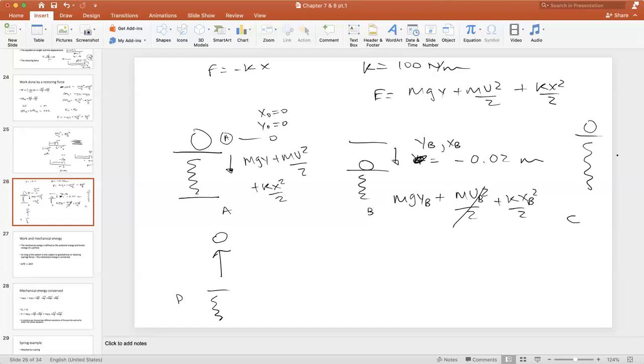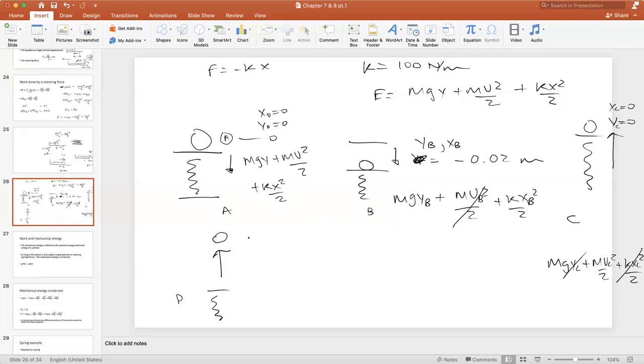At C, it's started traveling upwards, so it does have velocity as it's shooting forward. But now, y is 0, yc is 0, and xc is 0. So we get mgyc plus mvc squared over 2 plus kxc squared over 2. This is 0 and this is 0. They're both 0. And here's the whole point of me doing this.